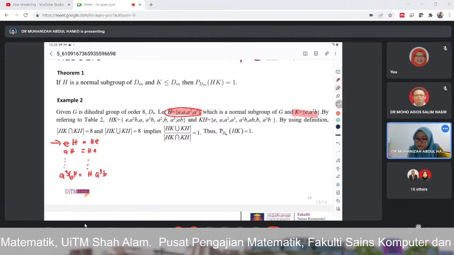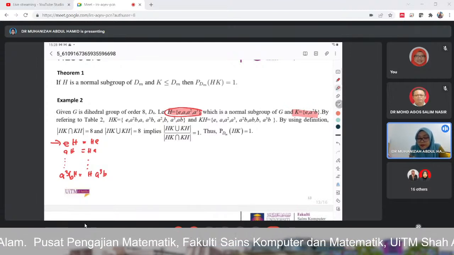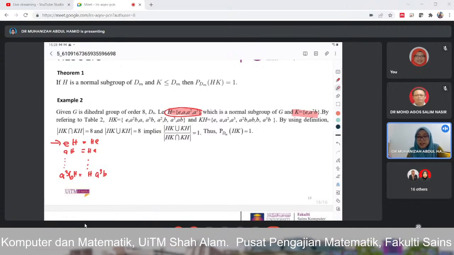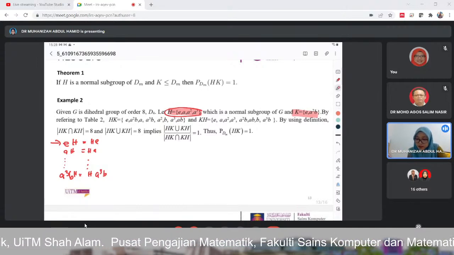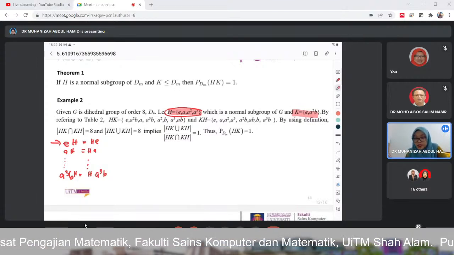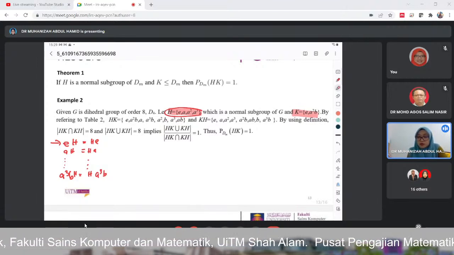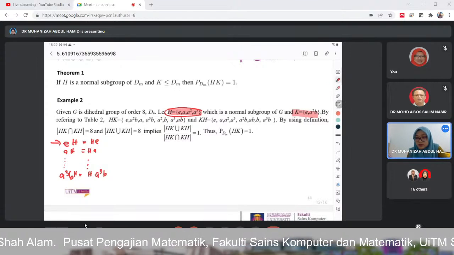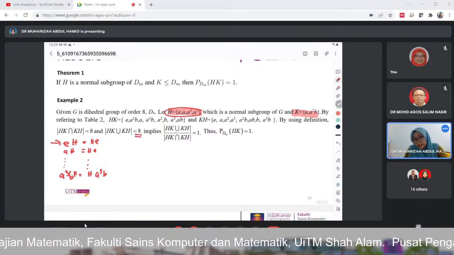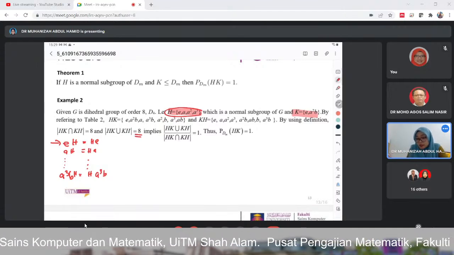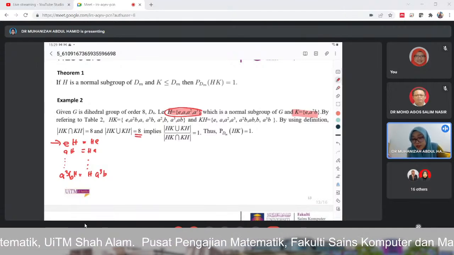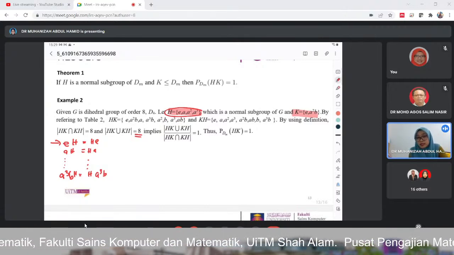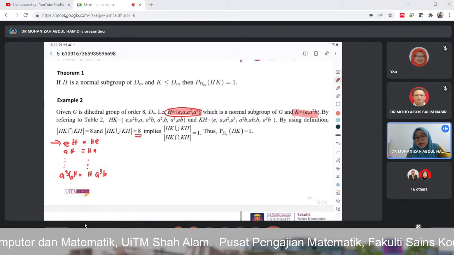And K is not normal. So again, we determine HK and KH and then find the intersection between these two. Since the elements in these two, HK and KH, are equal, the order of the intersection is equal to 8. And their union is also 8. So that is why we obtain the probability as 1, 8 over 8 is 1.